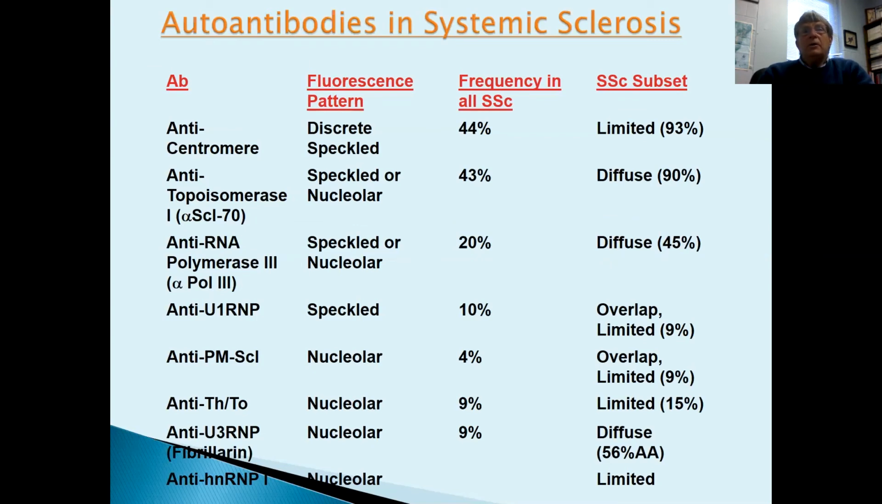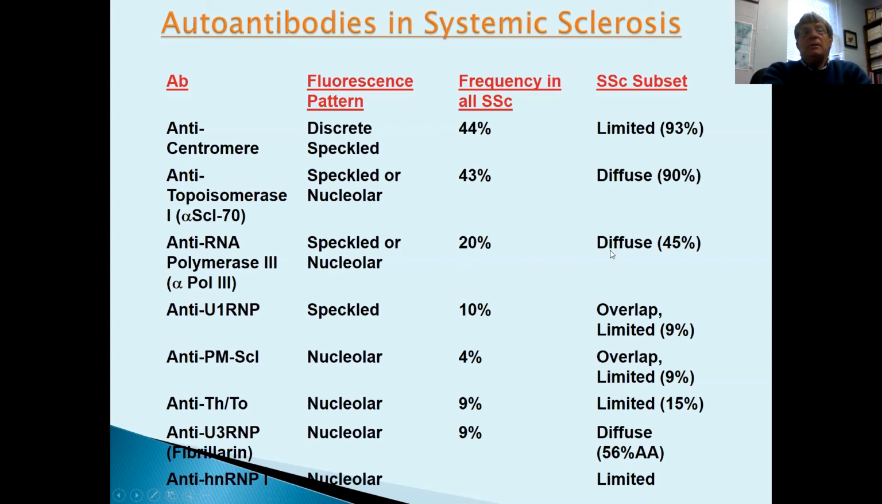Autoantibodies in systemic sclerosis occur in almost 100% of patients. By far, the most common antibodies are antibodies to centromere, which we will see in limited scleroderma and produce the discrete speckled pattern. We also see antibodies to topoisomerase, which is antibodies to Scl-70, and this is seen in patients with diffuse scleroderma. Lastly, the third most common is anti-RNA polymerase 3, which is seen in about 20% of the patients.